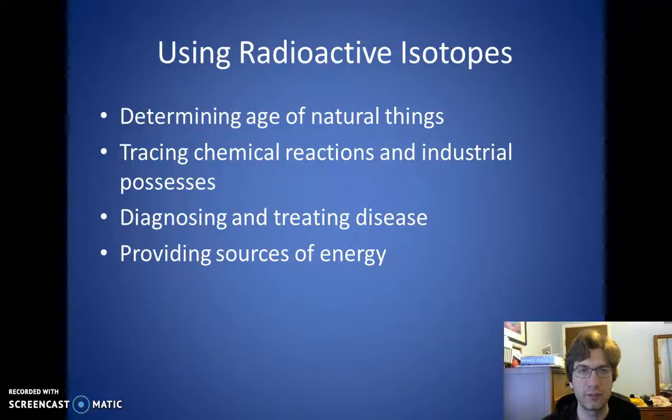Alright, our last video is going to talk about the uses of radioactive isotopes. You can think of this slide here as a table of contents as we go over our 4 uses that we will be covering. Our first is determining the age of natural things, so this is dating. We use tracers in chemical reactions and industrial processes. We use them to diagnose and treat diseases, and we also use them for providing sources of energy.